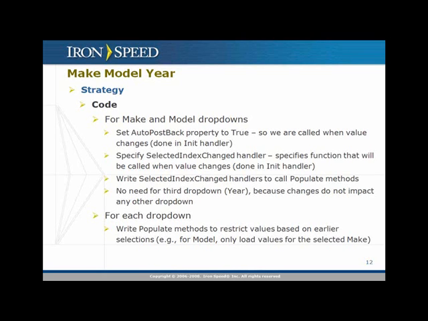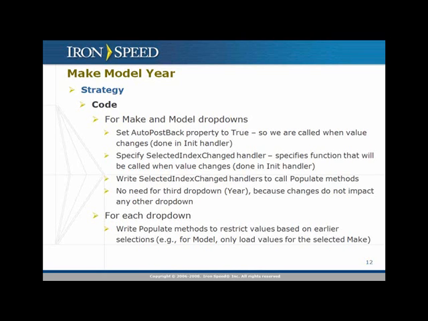So what we want to do is handle the selected index change and then populate those drop-downs. And the way we were going to populate those drop-downs is to call the populate method that was pre-created, but we may need to make some modifications to do that. Now keep in mind that in the case of the last drop-down, the year, we actually don't need to set the auto postback property for that.